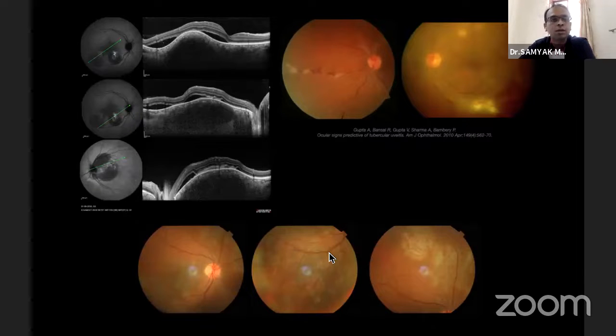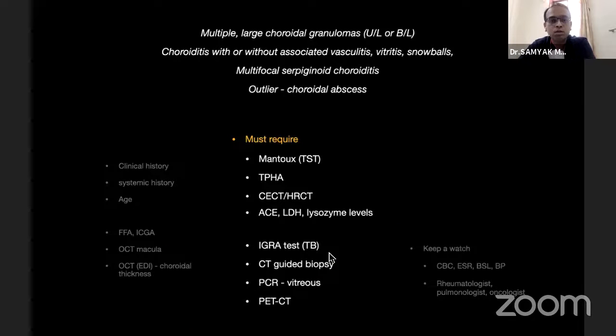Now, the other common scenario is that if you see multiple choroidal granulomas, either unilateral or bilateral, choroiditis with or without associated vasculitis, or serpiginous-like choroiditis or multifocal serpiginoid choroiditis, then you know that these are all signs predictive of TB uveitis. Go for a Mantoux test or a tuberculin skin test. You also evaluate the chest imaging, probably the HRCT chest or contrast enhanced CT, which is more sensitive than a chest X-ray. You also have to rule out sarcoid, so the ACE levels and the other associated tests have to be done.